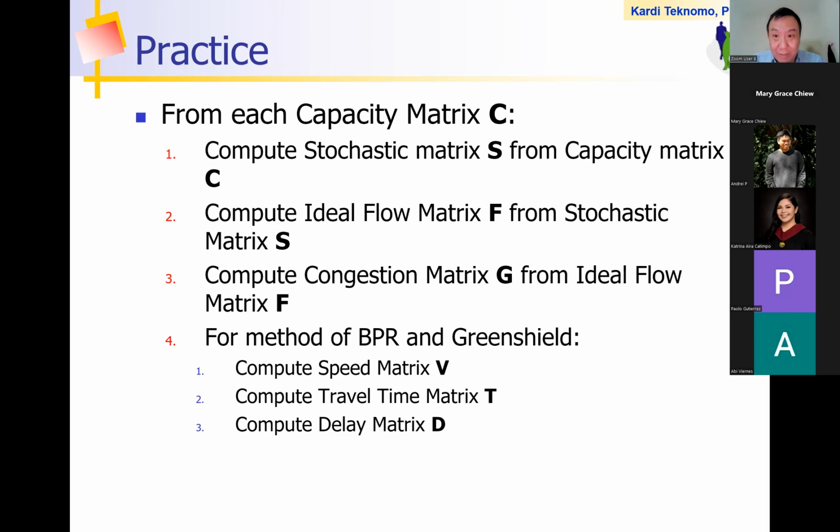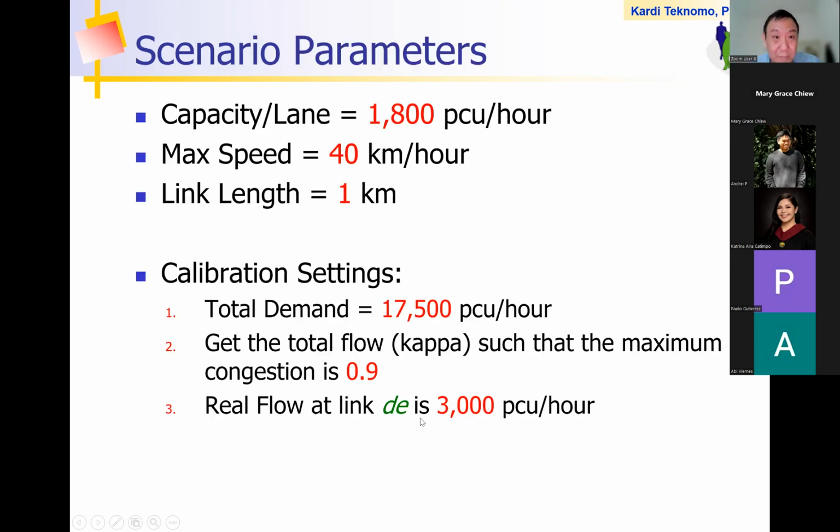So for your practice today, we'll do practice. First you compute the stochastic matrix from the capacity matrix. And then you compute the ideal flow matrix from the stochastic matrix, and then you compute the congestion from the ideal flow. And then you can calculate the speed, travel time, and delay. So this is very basic. We need to be able to do this.